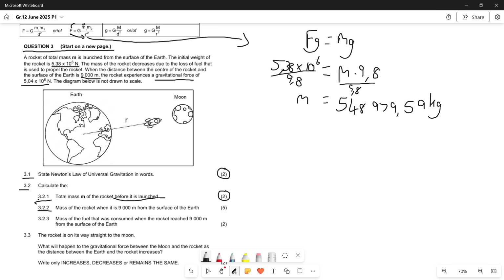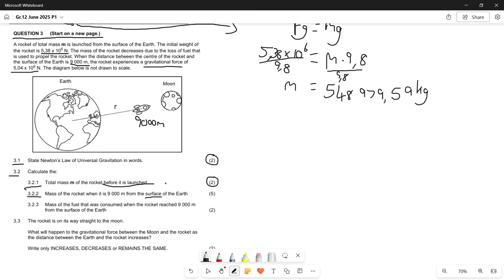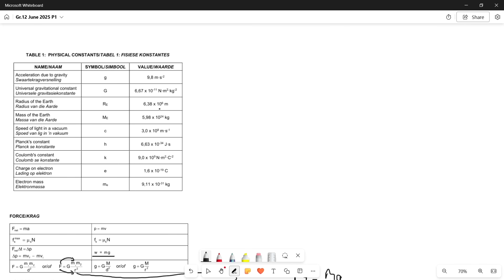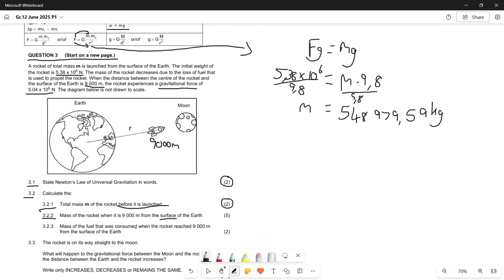And with that, this is a follow-on question. So we are most likely going to use 3.2.1's answer in 3.2.2. It says the mass of the rocket when it is 9,000 meters from the surface of the Earth. Okay, so that is not including the center of the Earth. The fact that they said surface of the Earth means we have to take into account the radius of the Earth as well, because our Newton's law of universal gravitation tells us that it is between their centers. So we just need to account for that whenever we see the word surface. But this means 5 marks.